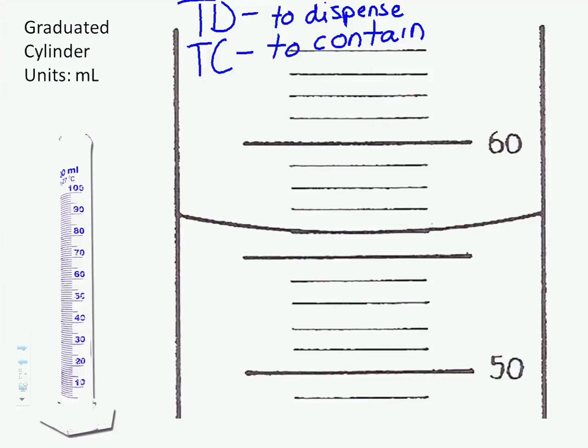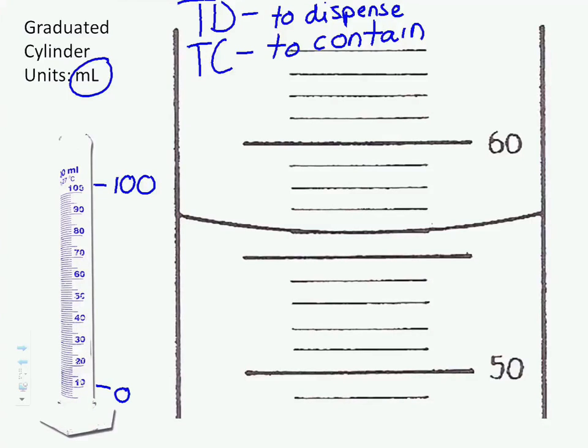Anytime you're measuring a volume in a graduated cylinder, you're seeing how much volume is contained within that instrument. That's why it starts at 0 at the bottom and goes up to 100. The units once again are milliliters. If this is a close-up of this graduated cylinder, tell me what is the final measurement that you can report. Pause the video right now if you need to.